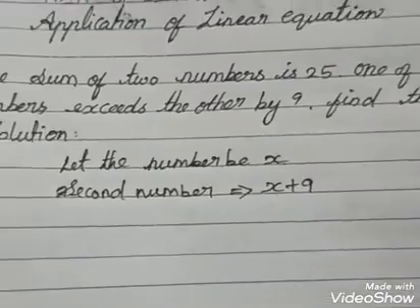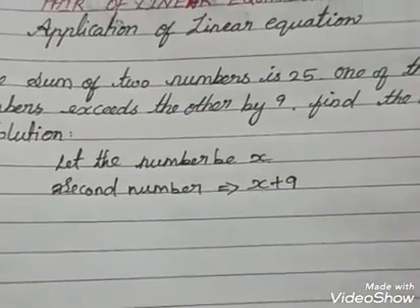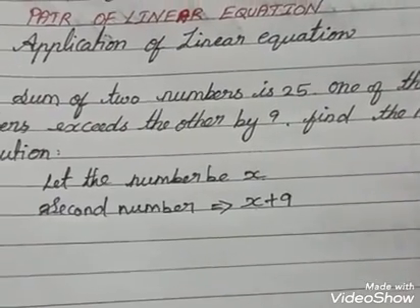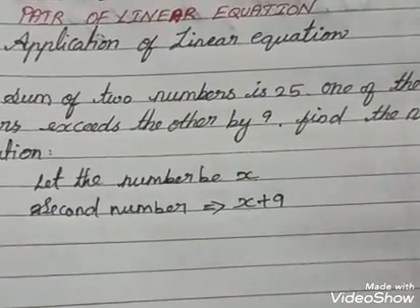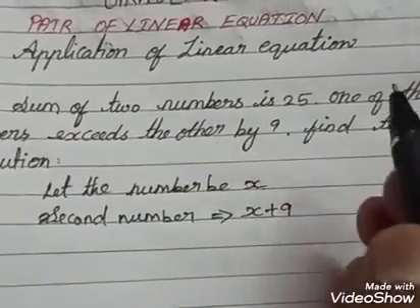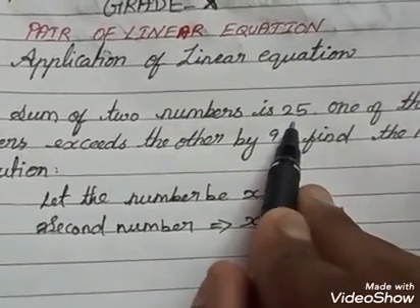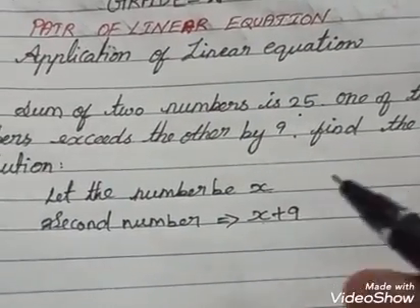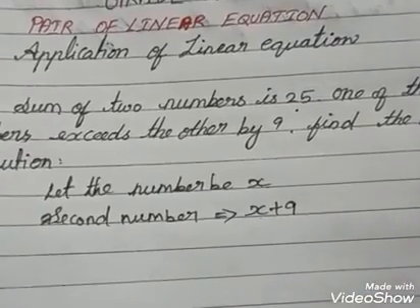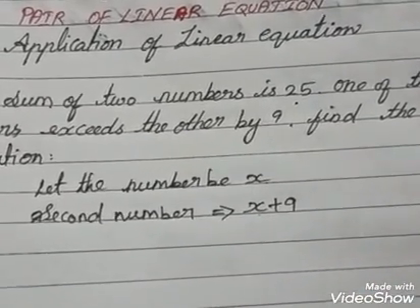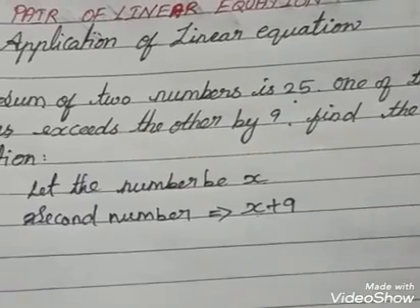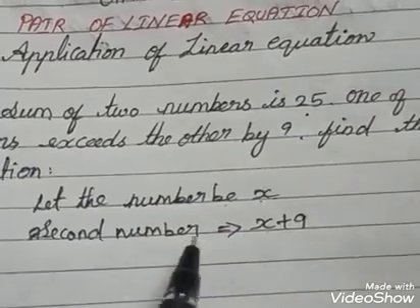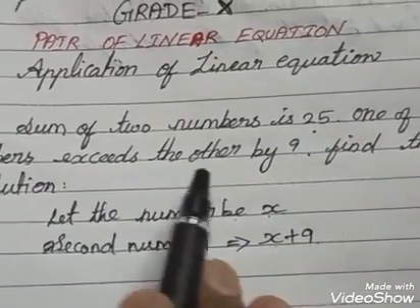Why we take it as x? Already the basic algebra concept, what are the terms we don't know, we take it as x. So here we don't know the numbers. We know the value of sum of two numbers is 25, but we don't know the numbers, and one of the numbers exceeds the other by 9. For example, one number is 10 means another number is 19, so it should be more than 9. So because of that, let the first number be x, then the other should exceed by 9, so x plus 9.